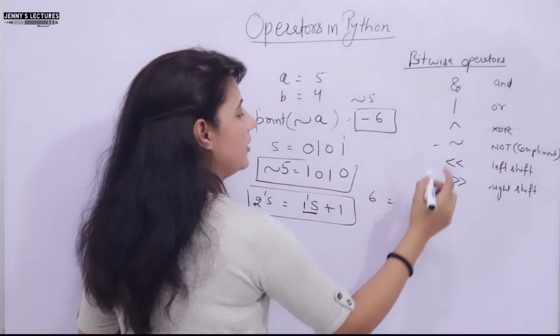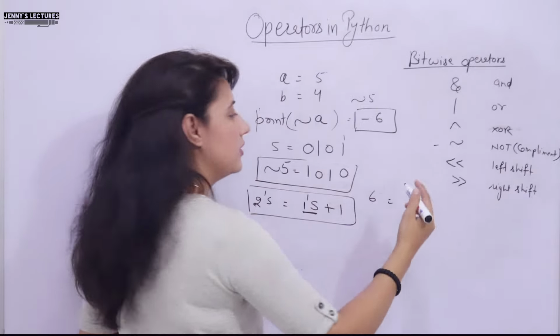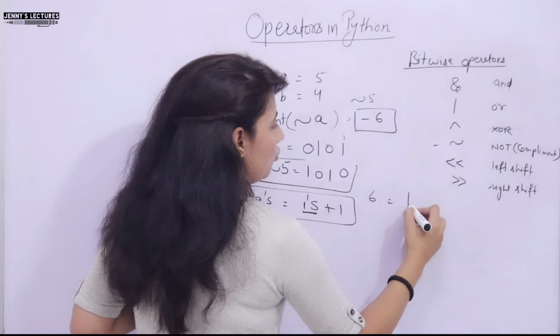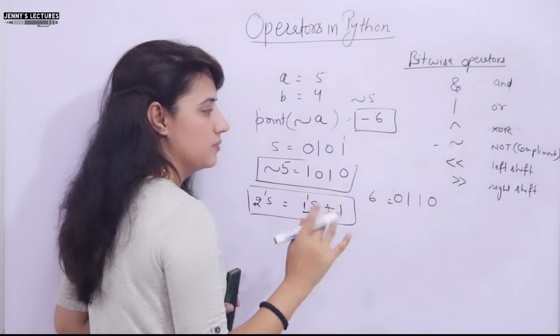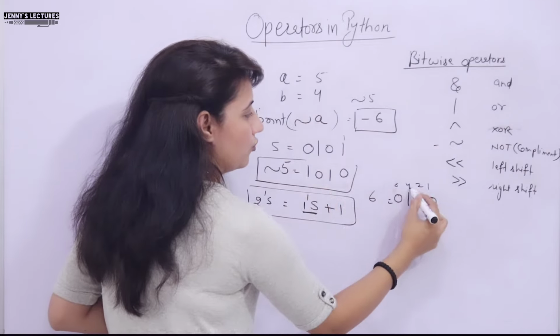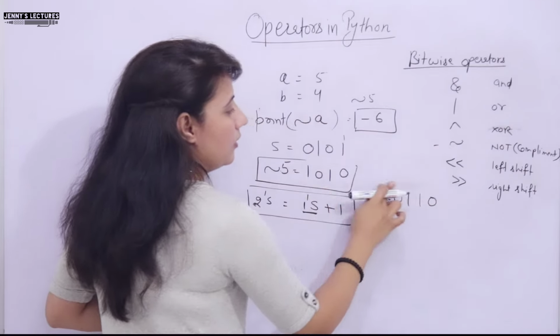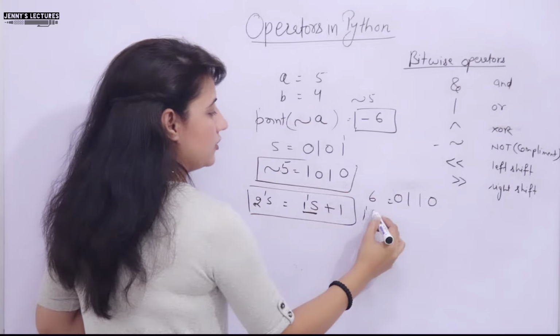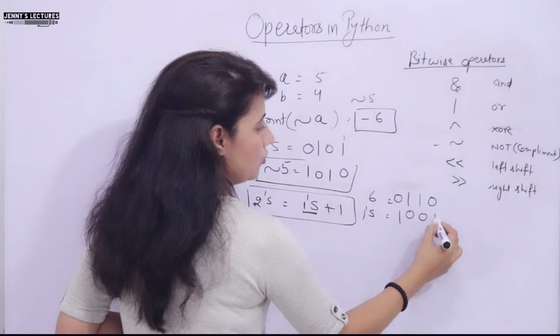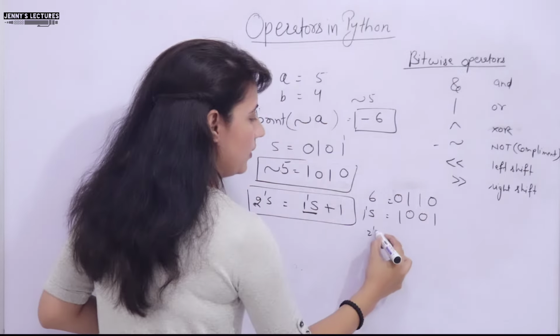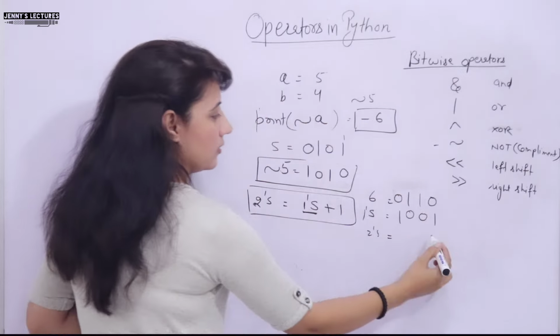So how do we represent 6 in binary? This is 1, 1, 0. I am taking 4 bits, so this is 0110, like 1, 2, 4, 8; 4 plus 2 is 6. Okay. Now the 1's complement of 6: just reverse the bits, 1, 0, 0, 1. Now for the 2's complement, add 1.